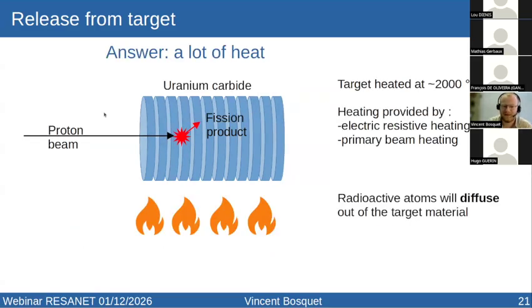And the answer is a lot of heat. And so we are not using open flames. This is not how we do things. Most of the time, we are using heating that is provided by electric resistive heating and the energy deposited by the beam inside the target. And usually, we are aiming for a target temperature of around 2000 degrees Celsius. And this high temperature will help the radioactive atoms to diffuse out of the target material.